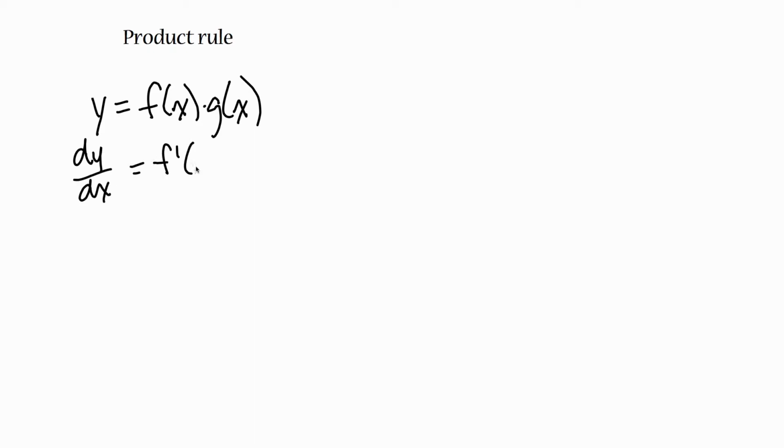The product rule helps us take derivatives when your function is a product of 2 other functions. Let's say, for example, I've got my function y, and it's a product of 2 other functions, f at x times g at x, 2 other functions of x. It turns out the derivative of that function, dy by dx, is equal to the derivative of the first one times the second one, plus the derivative of the second one times the first one.